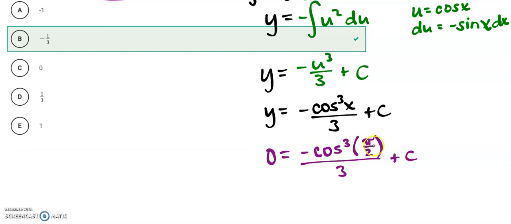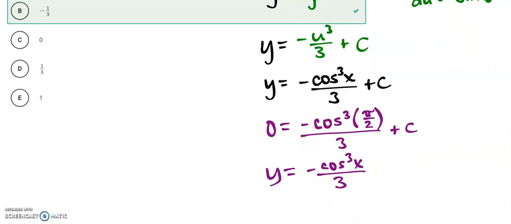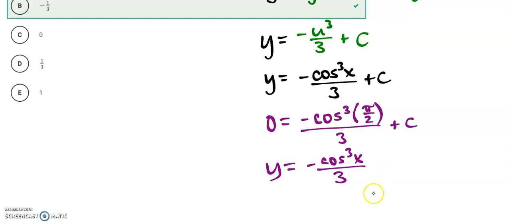So we get the cosine cubed of pi over 2. Well, the cosine of pi over 2 is 0. And when we cube it, we still get 0. And when we take the opposite of it, we still get 0 divided by 3. So c is equal to 0, which means that y itself is equal to negative cosine cubed x over 3. And then it says we want to know the value when x is 0. So now I'm going to take 0 and sub in. And again, working through unit circle knowledge, the cosine of 0 is 1, cube it is 1, take the opposite, negative 1 over 3 gets us our final answer.